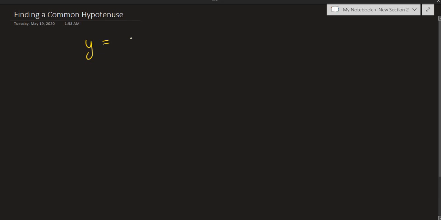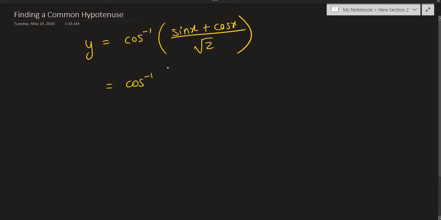So say we have y being equal to cosine inverse of sine of x plus cosine of x divided by square root of 2. Well, there's nothing that we can do literally in terms of substitution. No free x's. We have sines of x and cosines of x inside. But what we can do is split this into sine of x times 1 over root 2 plus cosine of x times 1 over root 2.